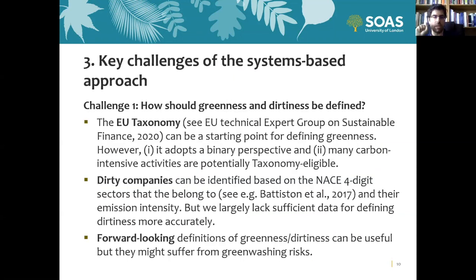Now, if we want to implement the systems-based approach, there will be many challenges. The first one is that actually we still don't know how exactly to define which assets are dirty and which are green. Very recently, the EU taxonomy has been developed. This is a taxonomy that has been promoted by the European Commission, and it's a kind of way of identifying which assets are green and which are not. Now, this can be a starting point, but let me emphasize that this approach has some limitations.